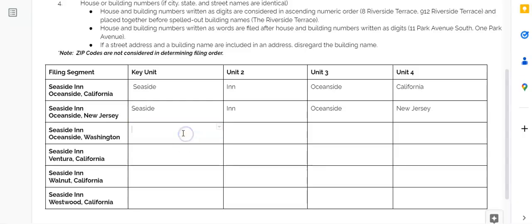Okay, for this one we have Seaside Inn, which is located in Oceanside, Washington. Then we also have a Seaside Inn that's located in Ventura, California. Also one in Walnut, California. And then Westwood, California.